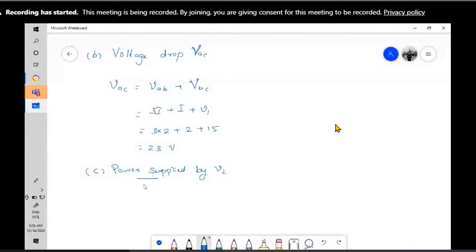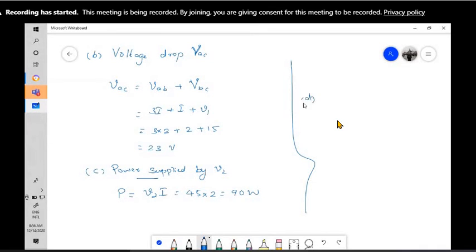And the next question that has been asked is, what is the power supplied by V2? So V2 is the source, and we know the voltage that has been given. So the power supplied is nothing but this voltage V2 into current. We have already derived in the very first lecture that power is nothing but the product of voltage and current. So therefore V2 is given in the question, and I we have determined. So this will be 90 watt.